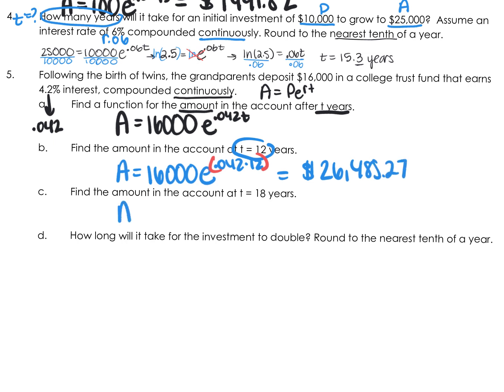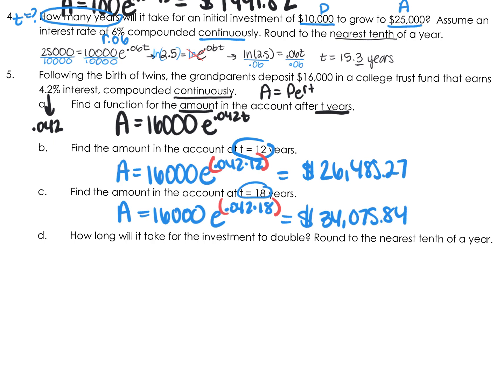Same thing here for this problem, but now we're plugging in 18. Don't forget to close your parentheses after the 18, and we'll get 34,075.84. Now for this question, we're asked how long will it take the investment to double?